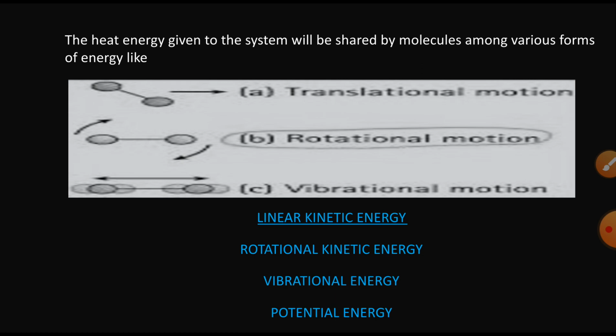Some particles, on absorbing heat, will acquire linear kinetic energy. Some molecules acquire rotational kinetic energy. Some molecules acquire vibrational energy. Some molecules acquire potential energy. Likewise, this is the sharing of energy among the molecules, and this sharing will be different from substance to substance. So specific heat is different for different substances.